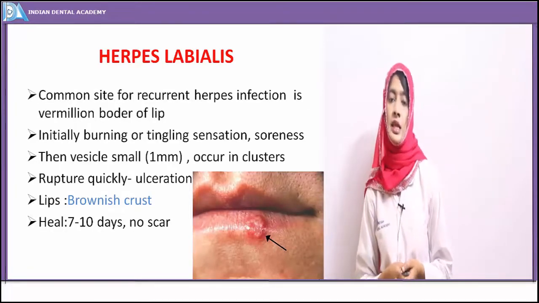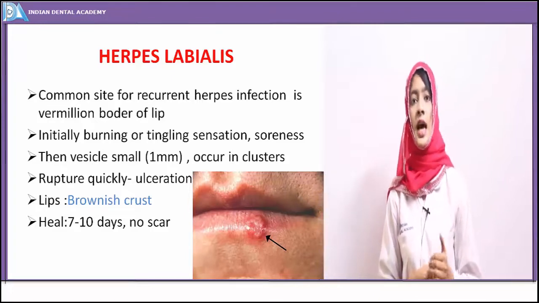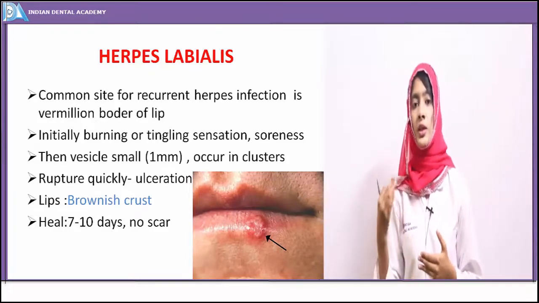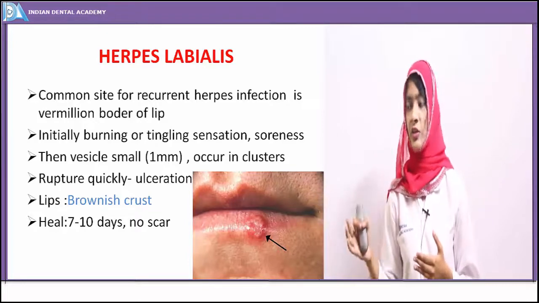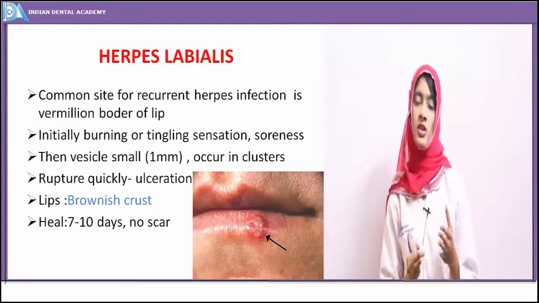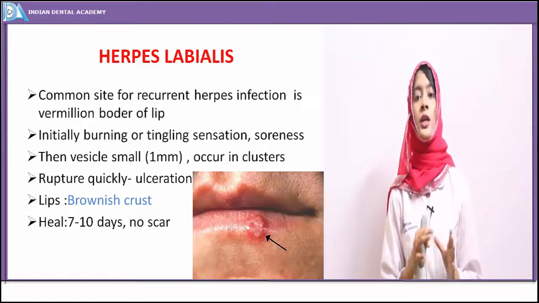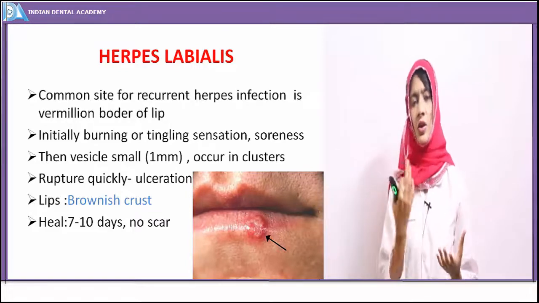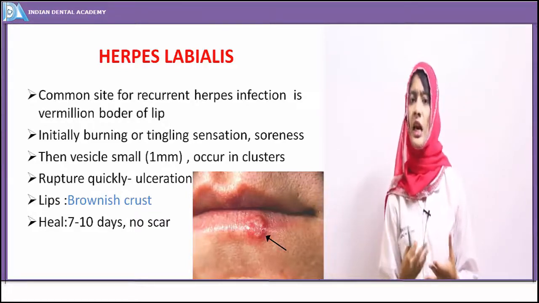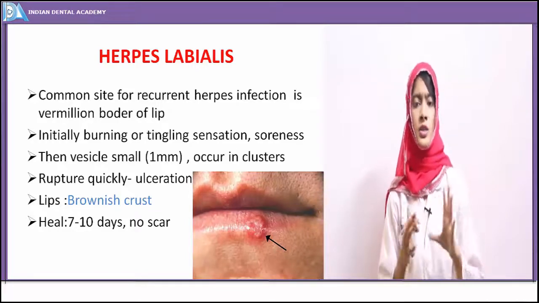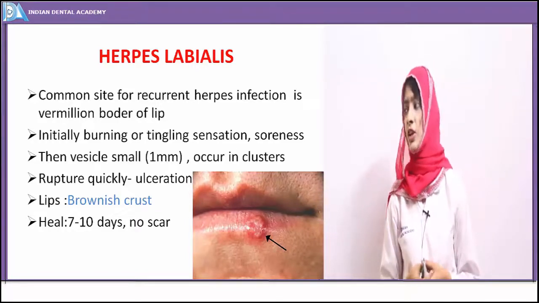Then herpes labialis. Herpes labialis is actually a recurrent form of herpes simplex infection. Since it is a recurrent form, it is mostly seen in cases of adults. Only the primary infections are seen in children. The recurrent infections are seen in adults only, and it affects all of the oral cavity, the lips, tongue, buccal mucosa, gingiva or palate. All of them show this recurrent herpes infection.